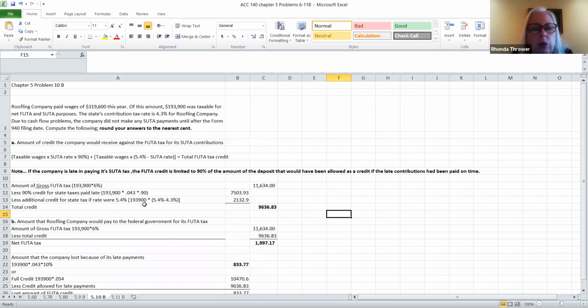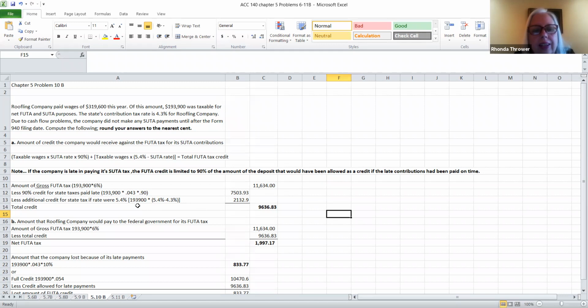So watch what we do here. We're going to take the original amount of the credit and subtract the state SUTA tax rate from it, which will leave you with 1.1% that we multiply by the amount of the wages that were subject to FUTA taxes. The amount will be $2,132.90.